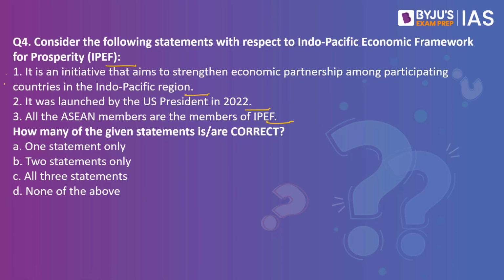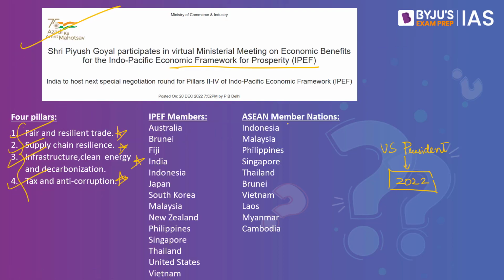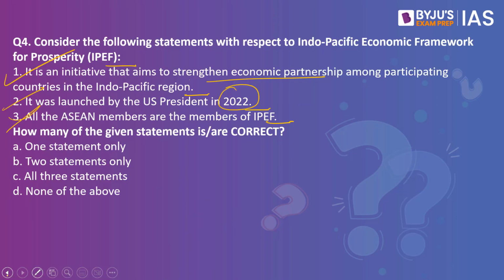So statement number 1 is correct. It was launched to strengthen economic partnership in the Indo-Pacific region. Statement number 2 is also correct. It was launched by the US President in May 2022. But statement number 3 here is not correct. When we take a look here, all the ASEAN member nations are not the members of IPEF. For example, Laos, Myanmar and Cambodia are not the members of IPEF. So statement number 3 becomes incorrect and the right answer to our question would be option B, 2 statements only.